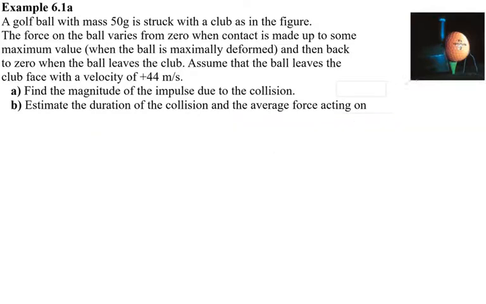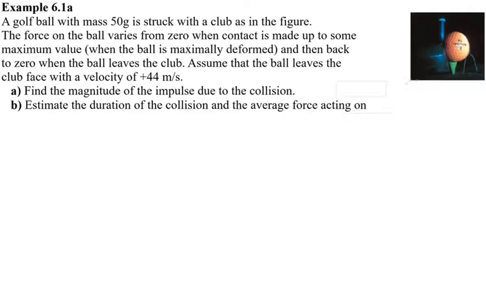So a golf ball with a mass of 0.05 kilogram is struck with a club as shown in the figure. The force on the ball varies from 0 when contact is made up to some maximum value when the ball is maximally deformed, and then back to 0 when the ball leaves the club. Assume that the ball leaves the club face with a velocity of 44 meters per second. Find the magnitude of the impulse due to collision and estimate the duration of the collision and the average force acting on the ball if the force acted on the ball over the distance of 2 centimeters.